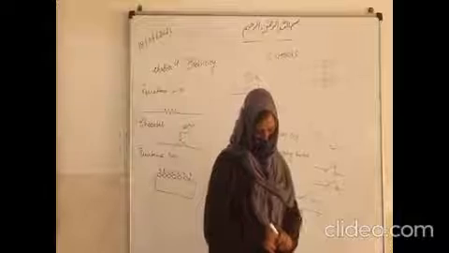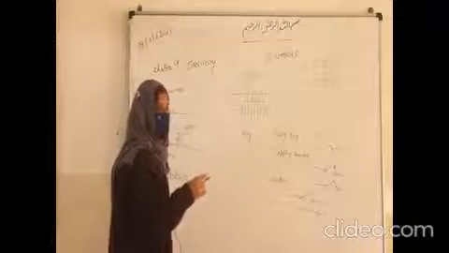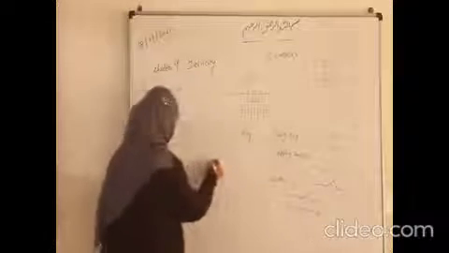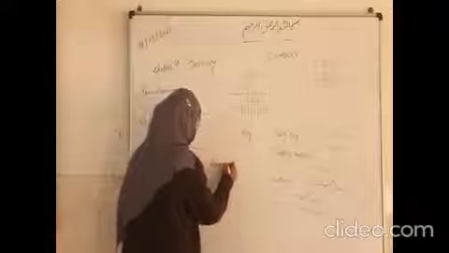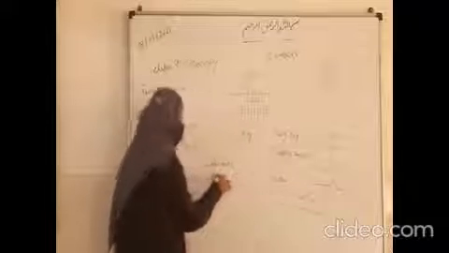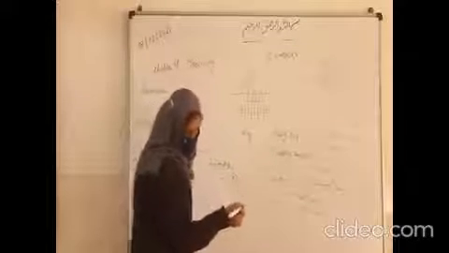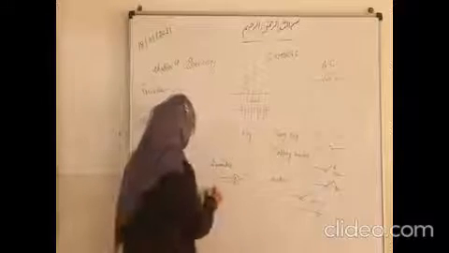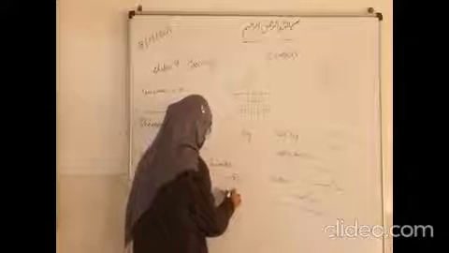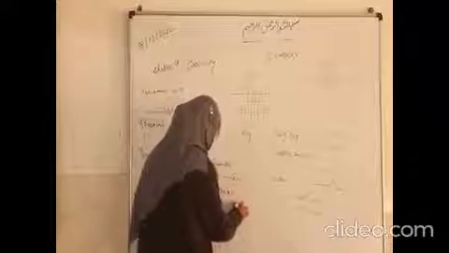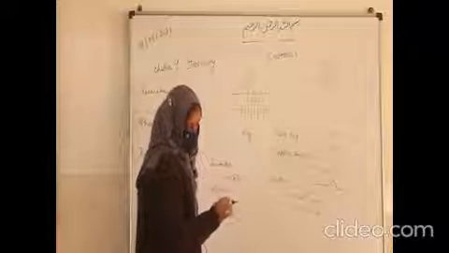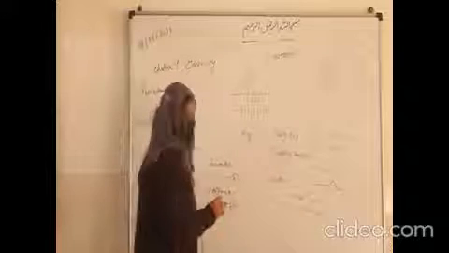Now we have the ammeter. An ammeter measures the magnitude of electric current, and it is represented like this: a circle with A inside. Then we have a voltmeter, which measures potential difference. Its symbol is also a circle with V inside. A voltmeter is always connected in parallel, and an ammeter is always connected in series.